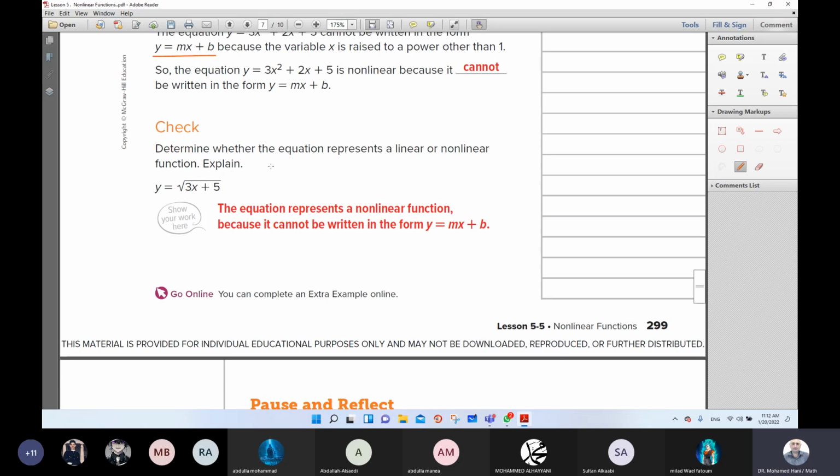Determine whether the equation represents a linear or nonlinear function. Explain. As you see in this equation, we have a square root. So it means not linear, because this equation cannot be written as y equal mx plus b. So the equation represents a nonlinear function because it cannot be written in the form y equal mx plus b.